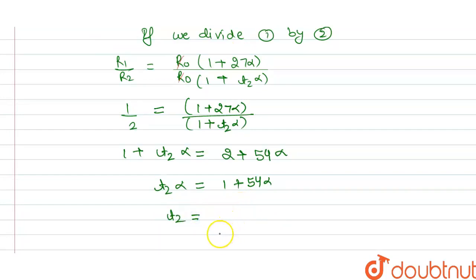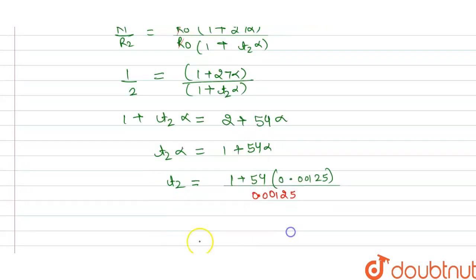And T2, that is temperature 2, equals (1 plus 54 alpha) divided by alpha, where the temperature coefficient alpha is 0.00125. On solving this we get T2 equals 854 degrees Celsius.